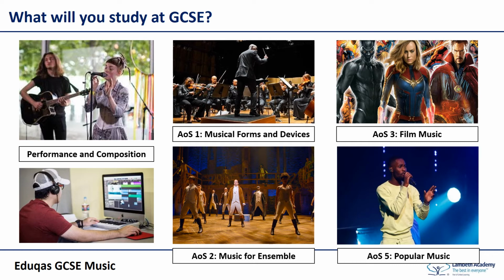And then you look at 4 different areas of study, where you look at musical forms and devices. So this will look more at traditional music making and classical music. You look at music for ensemble. So this looks at musical theatre, blues, jazz, and other forms of group music making. You look at film music and how music has been created to accompany films and computer games. And you'll also look at popular music, so ranging from different bands, different solo artists throughout the modern ages.